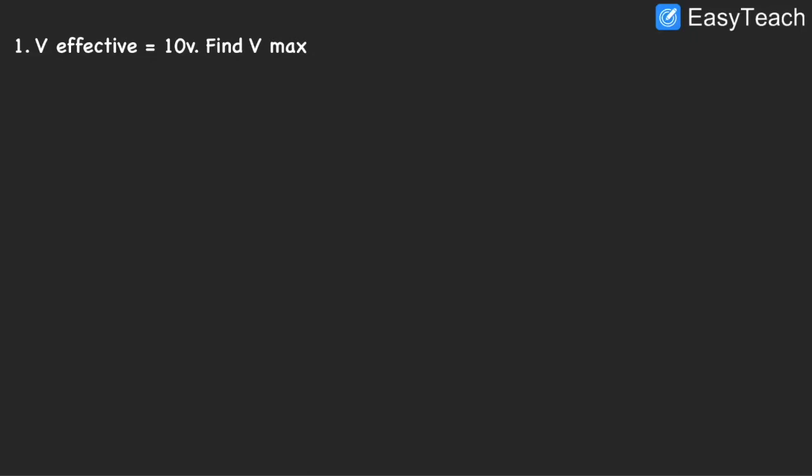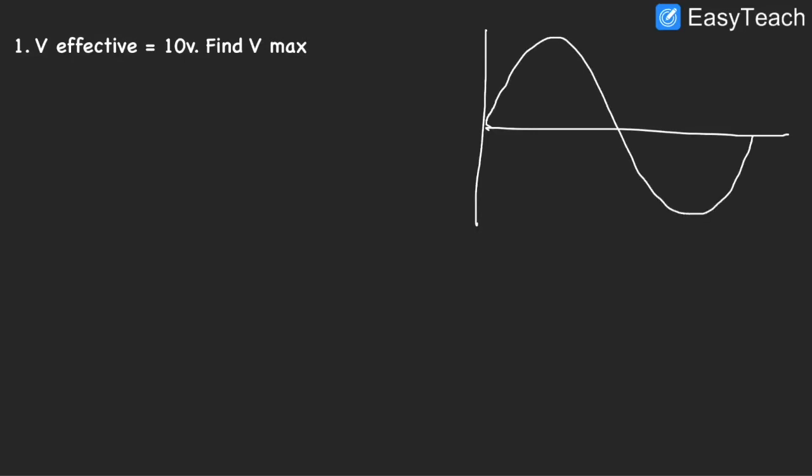The statement says the effective voltage is 10 volts, and I've got to find the maximum voltage, that is V max. Let me draw this out. Assuming we have a periodic sine wave, the effective voltage is nothing but your RMS voltage. So the RMS voltage is 10 volts, and now we have to find the maximum. What is this point? What does it measure? That is my peak voltage.